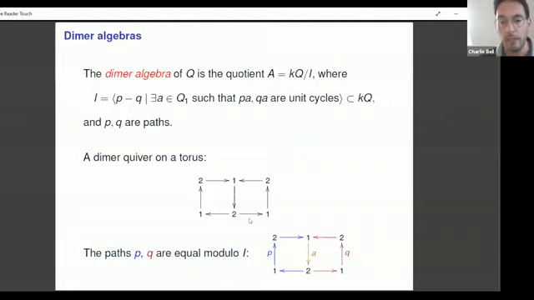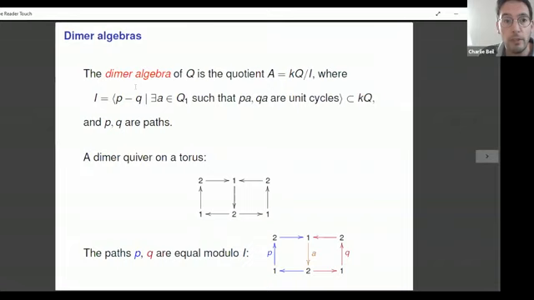So here's another example of a dimer quiver. This one is on a torus. In this picture, all the 2's are the same vertex, the 1's are the same vertex, and the arrow on the left and the arrow on the right are the same arrow, and the arrow on the top from 2 to 1 is the same as the arrow on the bottom, 2 to 1, and similarly going this way, from 2 to 1.